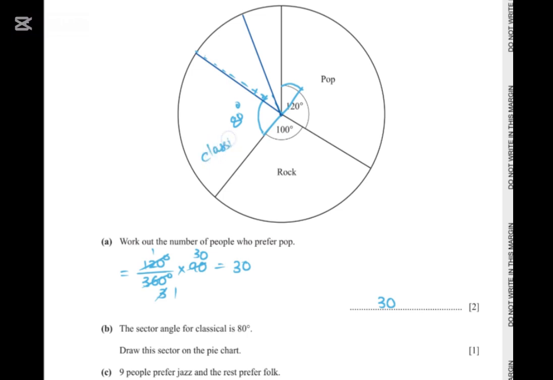Classical, 36 is jazz, and 24 will be remaining, which is folk. This is the complete pie chart.